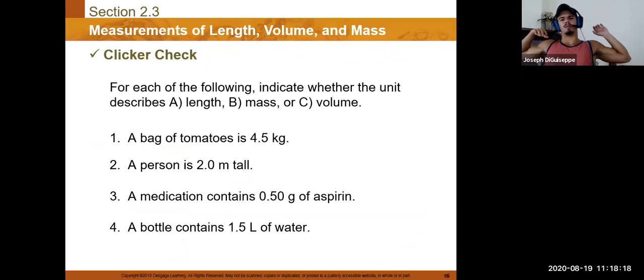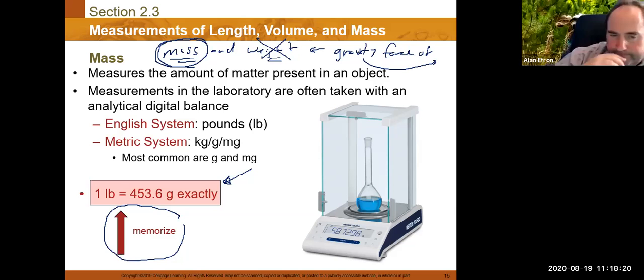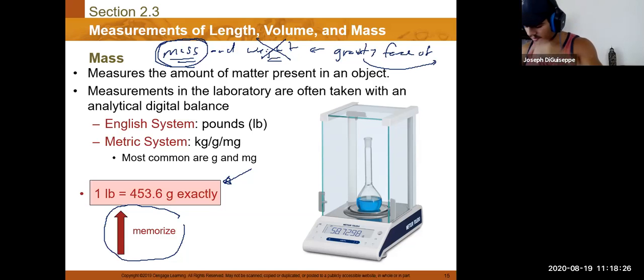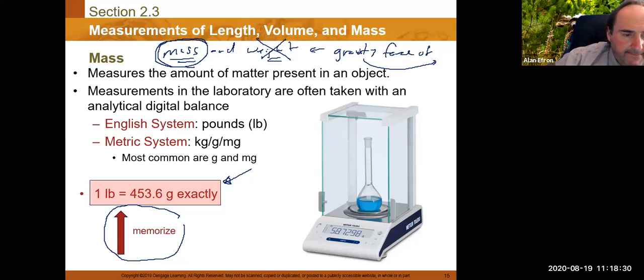Question: What does it say at the top right? The force of gravity. Weight takes into account the force of gravity. Okay, thank you. Other questions on that?